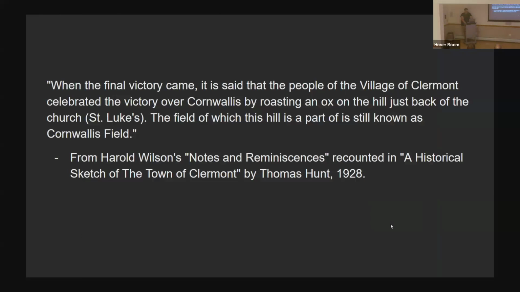And this is a little description from the historical sketch of the town of Claremont, written by Thomas Hunt in 1928. He was quoting Harold Wilson's Notes and Reminiscences. Harold Wilson wrote, "When the final victory came, it is said that the people of the village of Claremont celebrated the victory over Lord Cornwallis by roasting an ox on the hill just back of the church. The field of which this hill is part of is still known as Cornwallis Field." Just a little piece of forgotten history.